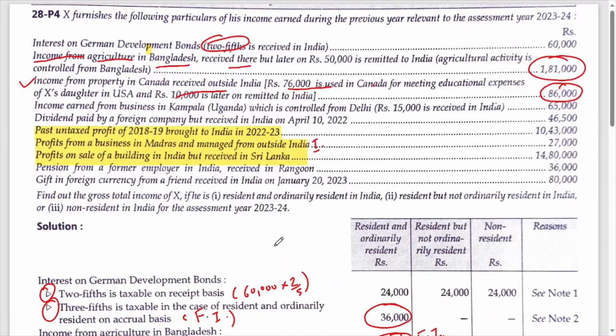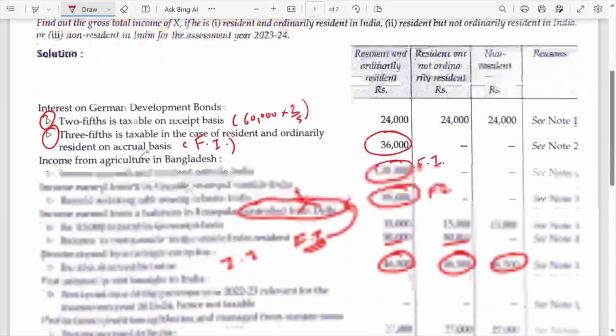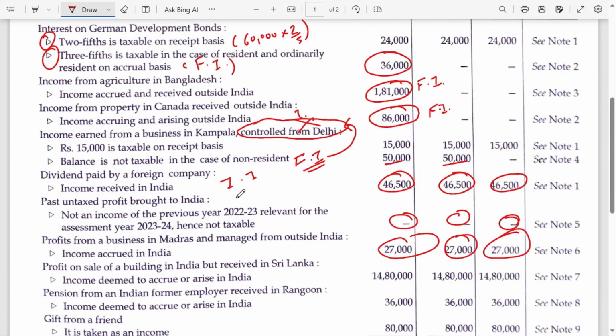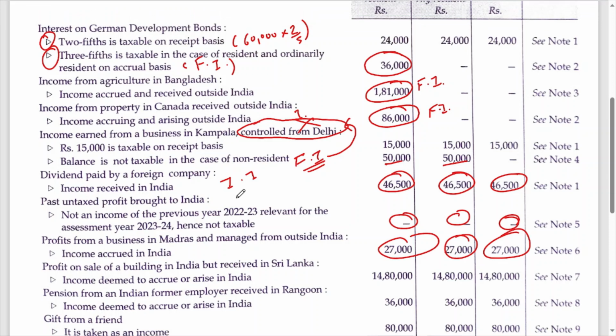Now next one, profit on sale of building in India but received in Sri Lanka. So here also the building is sold in India and received in Sri Lanka. So profit is arising in India. That means income is deemed to accrue or arise in India. Why deemed to accrue or arise? Because the property is situated in India. So even though the amount is received in Sri Lanka, it is still considered as Indian income and taxable in all three categories.